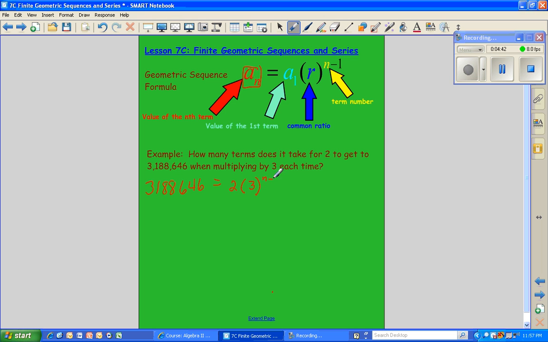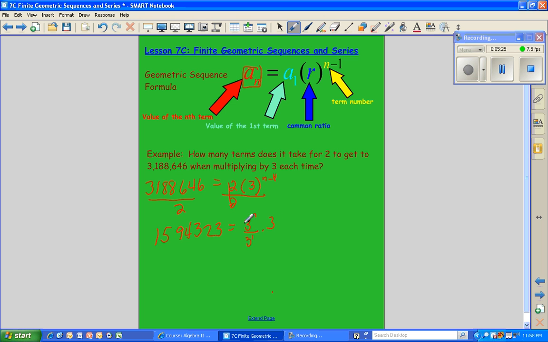And we want to know how many it is going to take us to get there, which is going to be our n value. So we still have the formula n minus 1. So we're going to divide each side by 2. So the 3,188,646, when you divide that by 2, it's going to take you down to 1,594,323 is equal to 3 to the n minus 1, which is 3 to the n over 3 to the 1. You guys remember the quotient rule for exponents. Subtracting exponents get rewritten as a division.